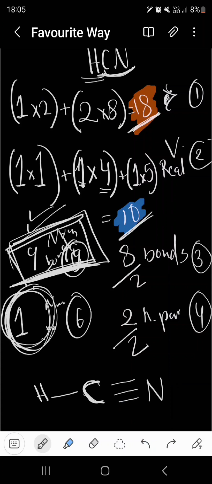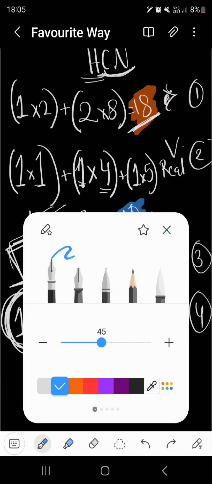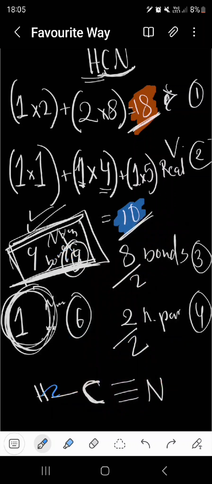What about this pair? Where are we going to put it? Now to know that, we need to count if the H is stable. No need to put it for it. So now H is stable, it has 2 electrons, that's good.